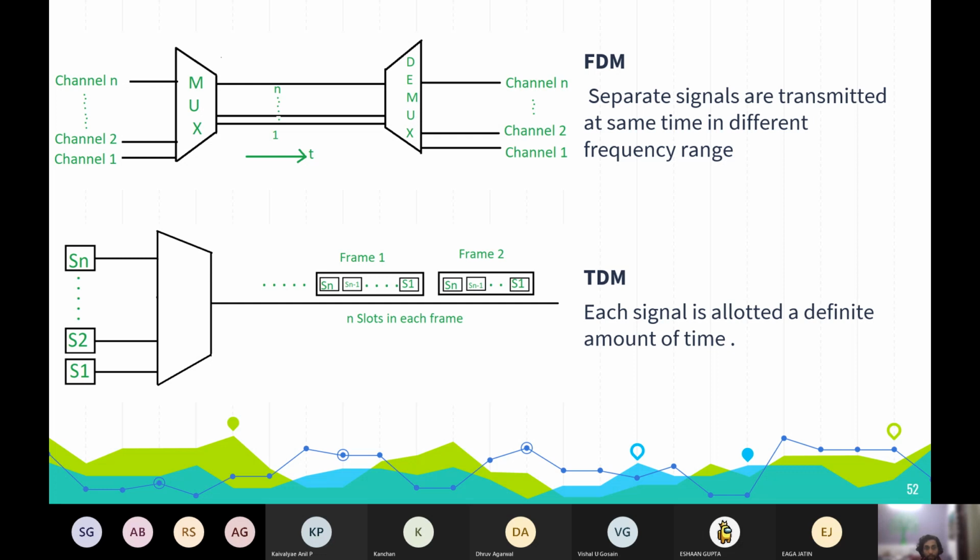In TDM, what we do is we take a whole message and transmit it in time. So a frame is used. Together we combine it and transmit it using the same frequency, but we divide it into time.